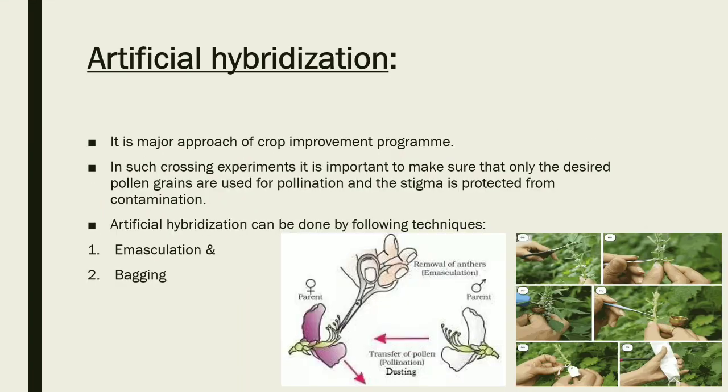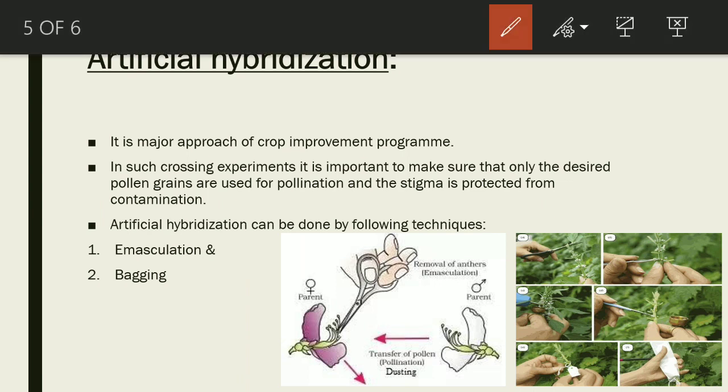At last, what is artificial hybridization? In the crossing experiments, it is important to make sure that the desired pollen grains are used for pollination and the stigma is protected from contamination. The artificial hybridization can be done by the following techniques. First is emasculation and the second is bagging.